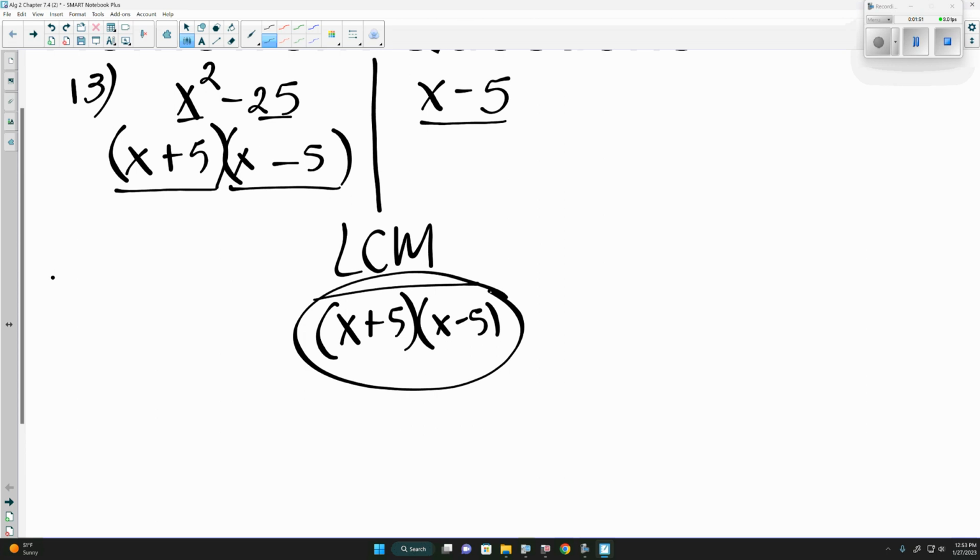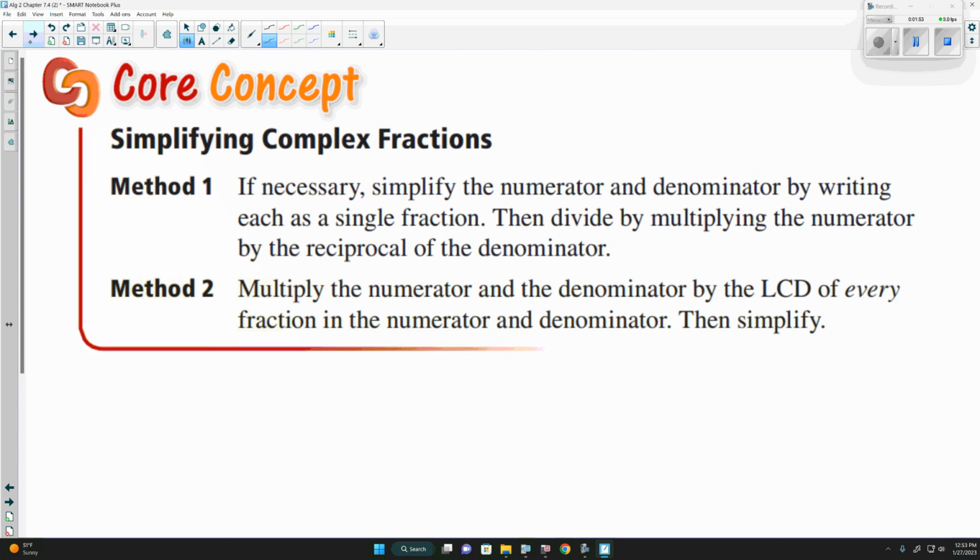Now, what we're looking at today is simplifying complex fractions. When we talk about complex fractions, we're talking about having fractions inside of fractions. So we'll have fractions in the numerator and denominator that we have to simplify out because we cannot leave a fraction in a fraction. It'd be the same as saying 7/3 over 1/3. We don't leave fractions in fractions.